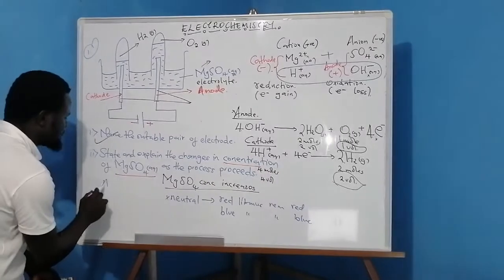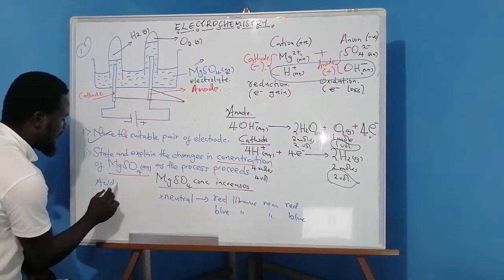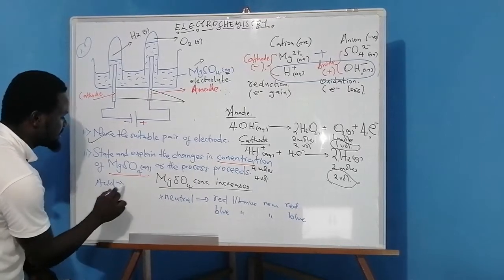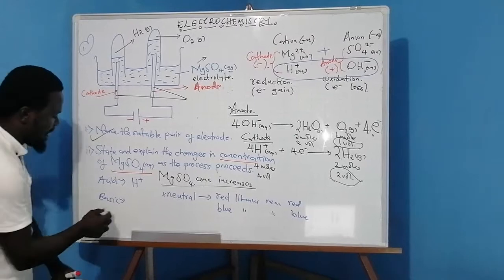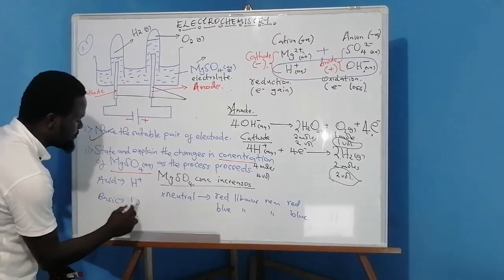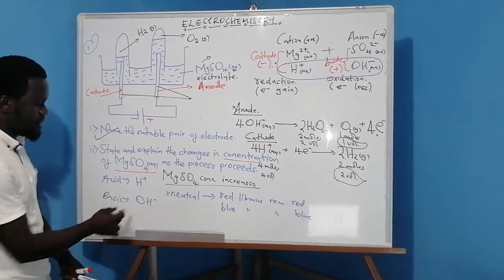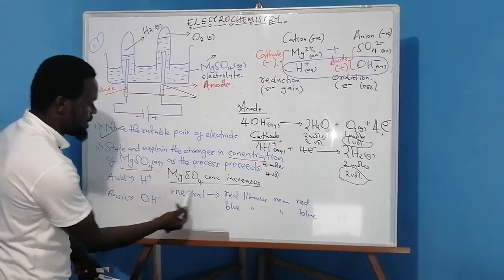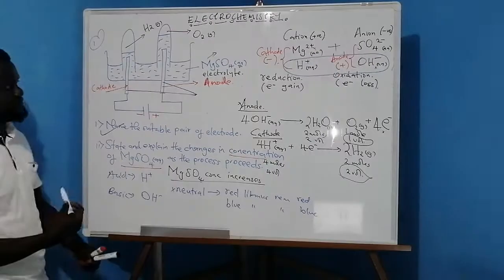Why is it not acidic? And why is it not basic? A solution is only acidic if and only if we have hydrogen ions. And a solution is basic if and only if we have hydroxide ions. And that is why we cannot say that magnesium sulfate is acidic nor basic.